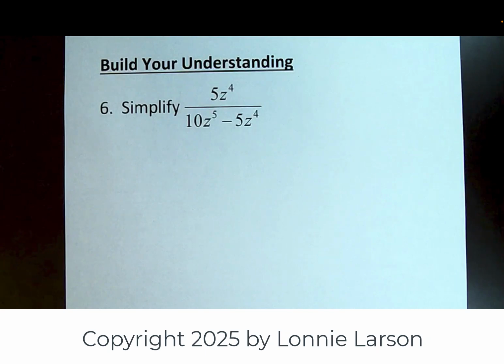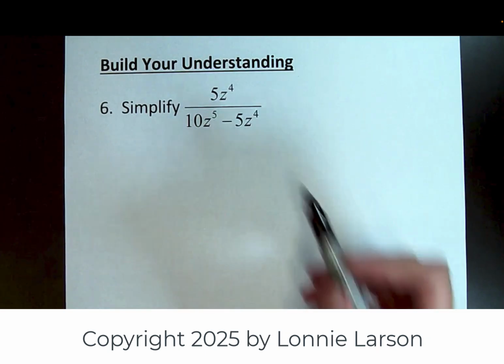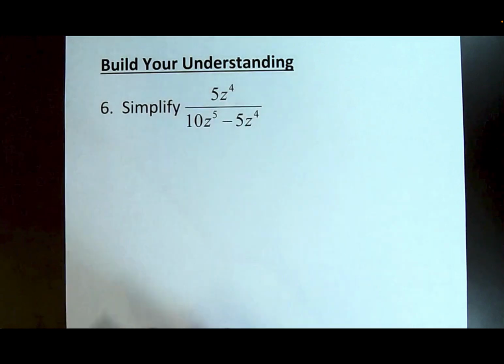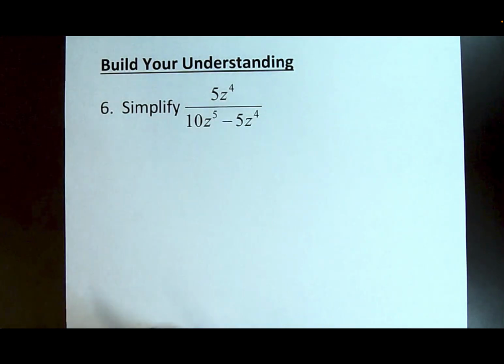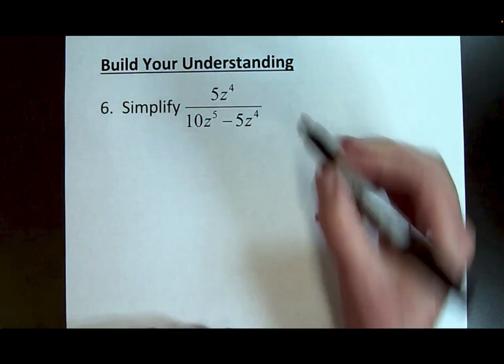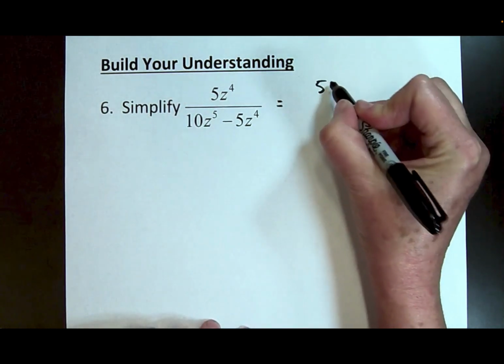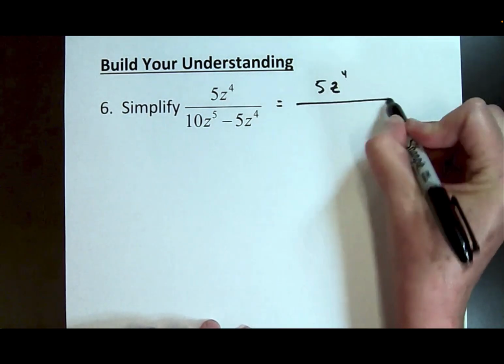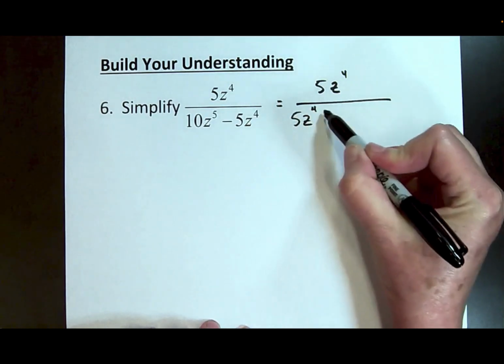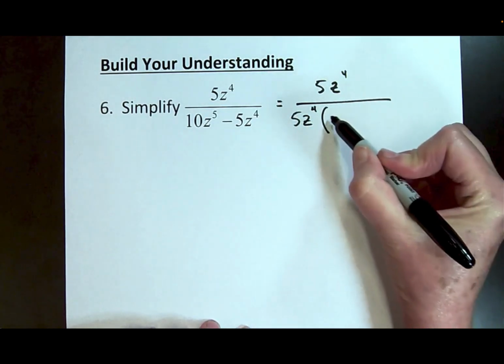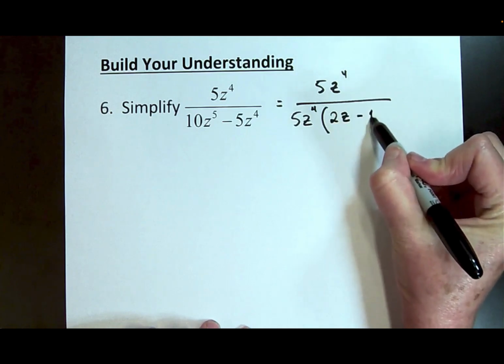So I hope that you knew not to cancel the 5z to the fourth yet at this point. The 5z to the fourth down here is a term, not a factor, so it cannot be canceled. What I'm going to have to do is factor. Now the numerator is already factored, but in the denominator there's a GCF of 5z to the fourth that I can take out. That'll leave 2z minus 1.